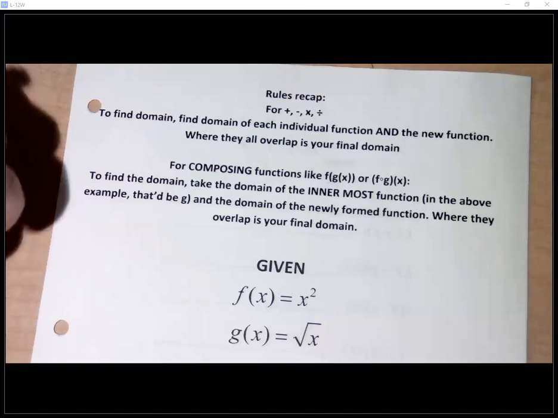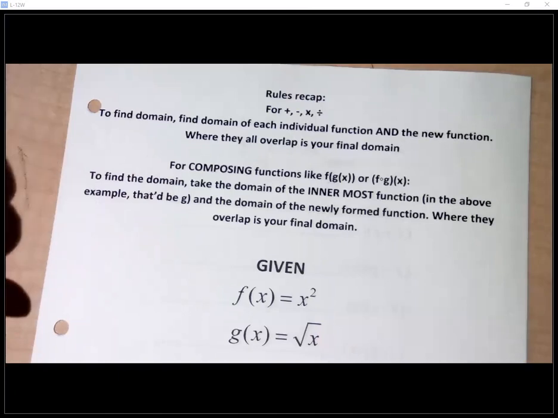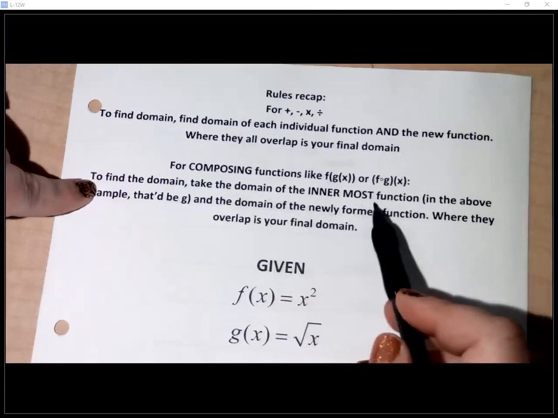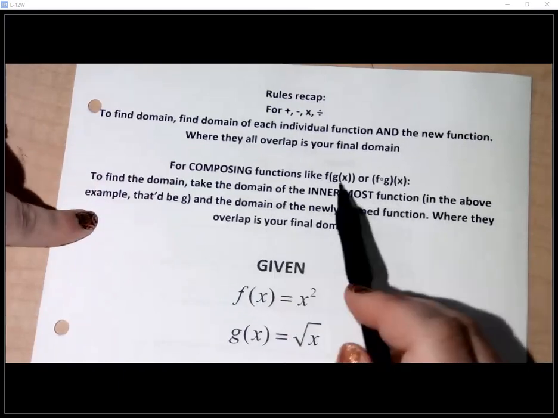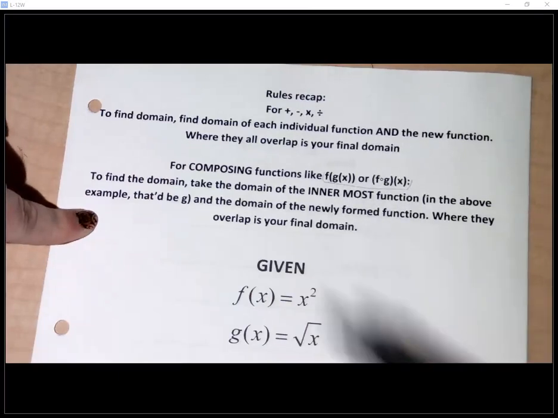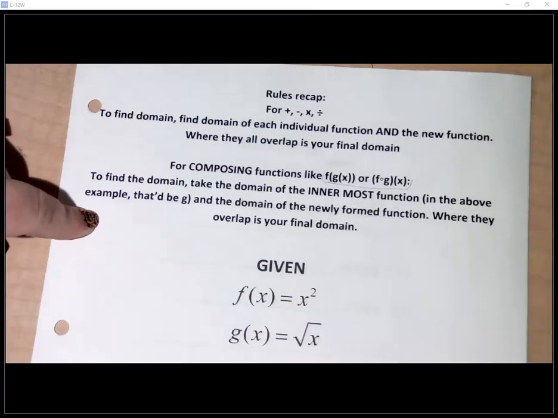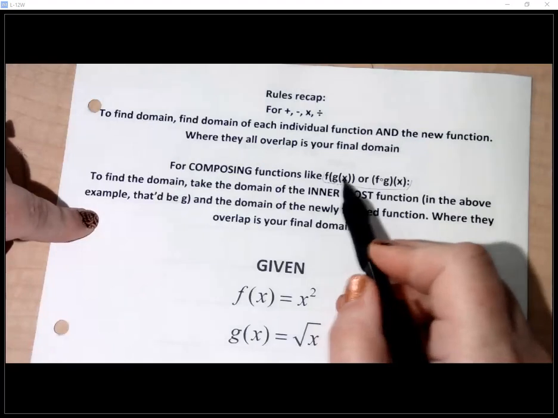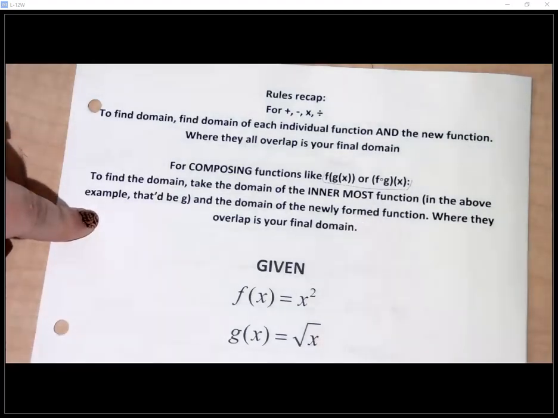So here are the rules when you are composing functions to find the domain. You're going to take the domain of the innermost function. So in this example, if you're looking at it written either one of these ways, g would be the innermost function. It's the one you're starting with. So I always take the one closest to the x is the g. Here, the g is on the inside. So in either case, g is our innermost function. So I want the domain of the g function.